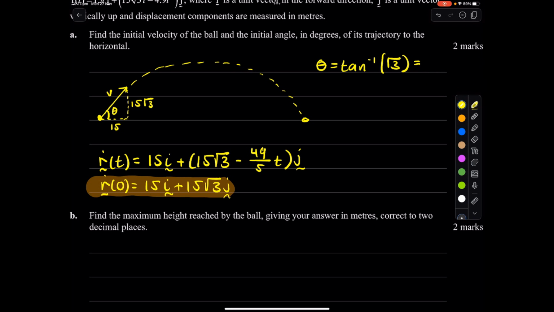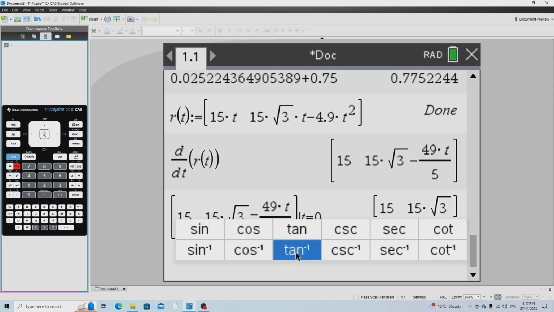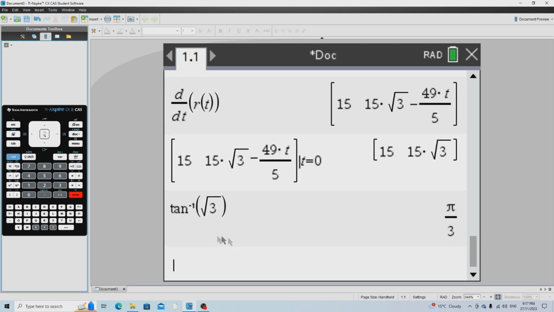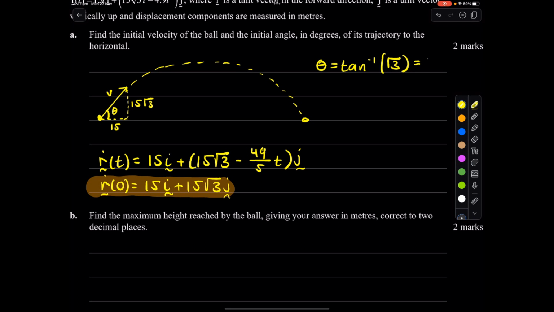So opposite over adjacent, I want to be sure, yes. So the tan inverse of root 3 is pi on 3, great. So it's pi on 3, and we want it in degrees, so that's 60 degrees. Okay, and we want to write theta equals 60 degrees. That's it.